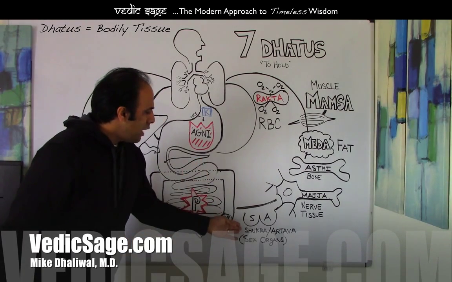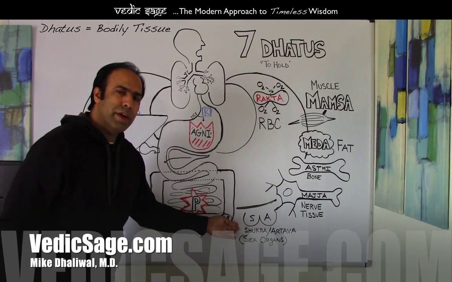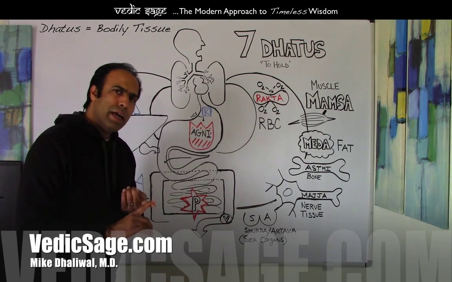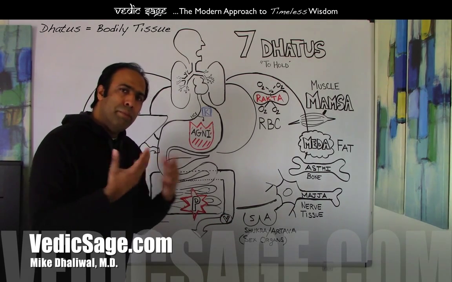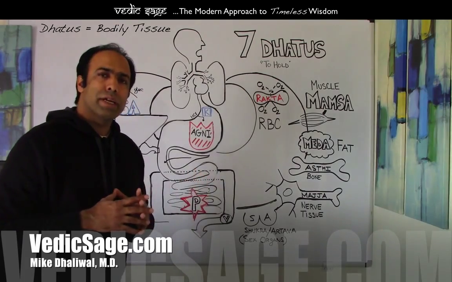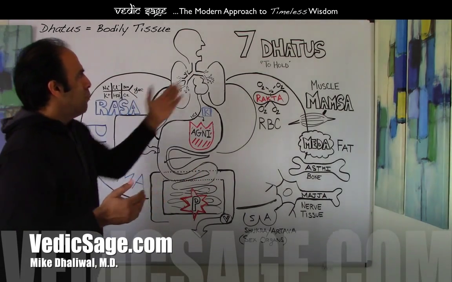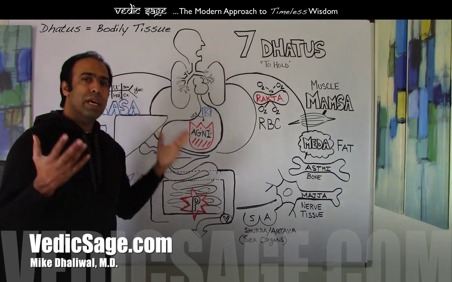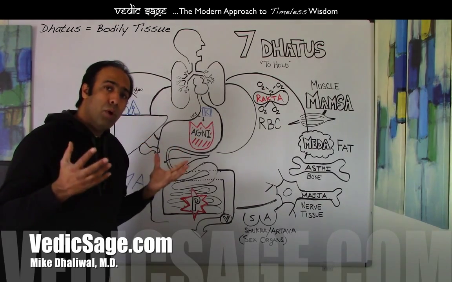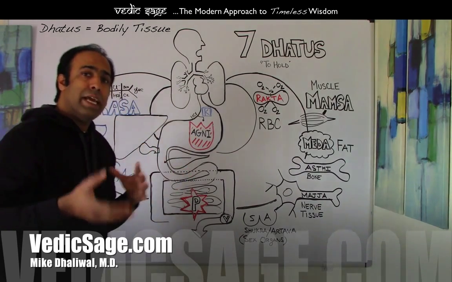And lastly, the final dhatu, or final tissue, from an Ayurvedic perspective is Shukra and Artava, which are the male and female sex organs. So this was just an overview of the major 7 dhatus, or the 7 main tissues that make up the whole body and all the organs contained within the body.